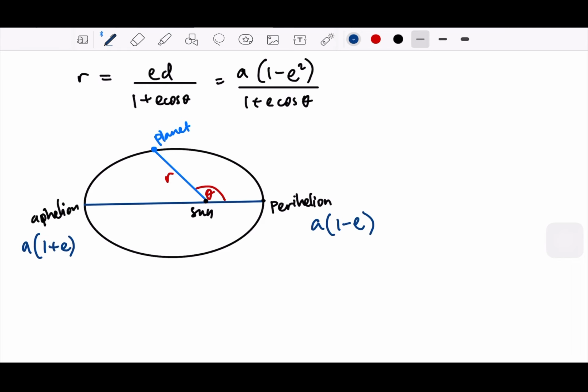And a itself, we call the semi-major axis. a is called the semi-major axis. But this is just additional information.